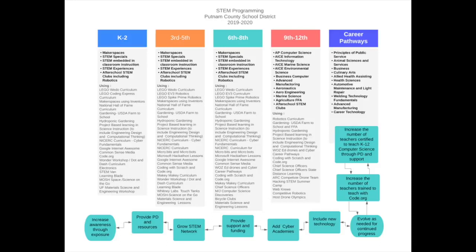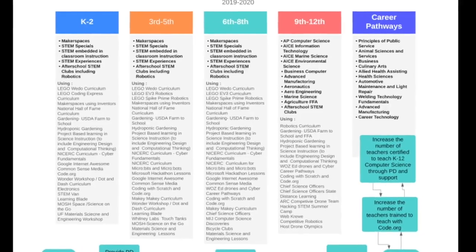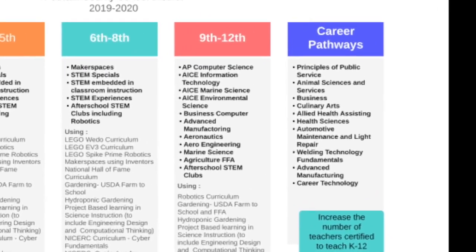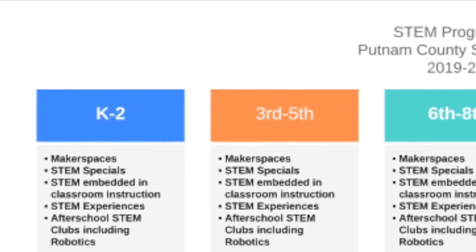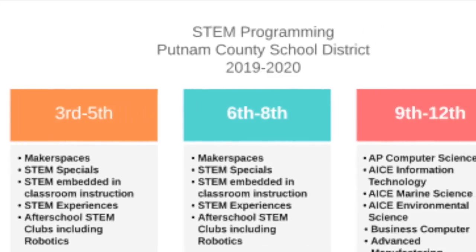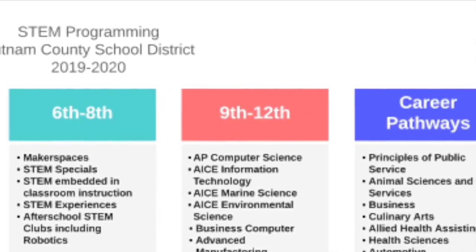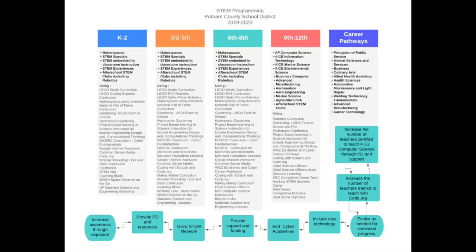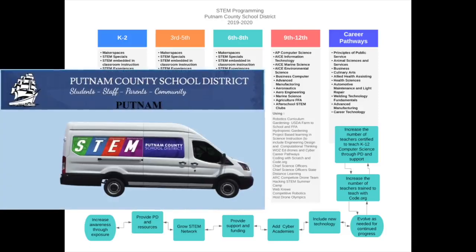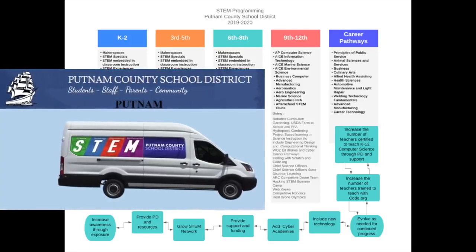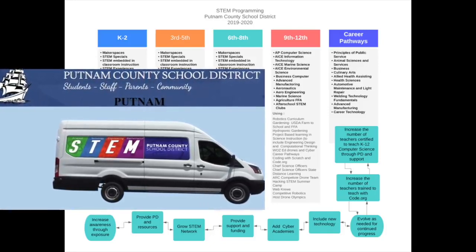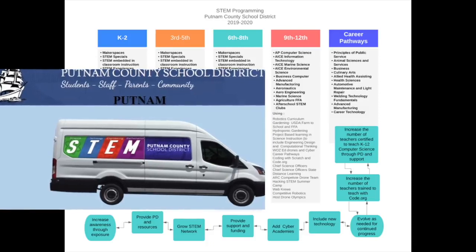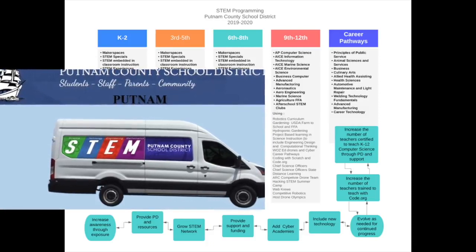It gives a big picture and some details of what the STEM program offers. The ultimate goal is to get kids into the career pathways, and there's some examples. At the very top, so there's an elementary, there's middle school, and then there's high school, all giving examples of what the STEM program offers. The STEM van acts as a mobile STEM lab to be able to offer these resources to the classroom, bringing the technology, bringing the STEM experience to the classroom.